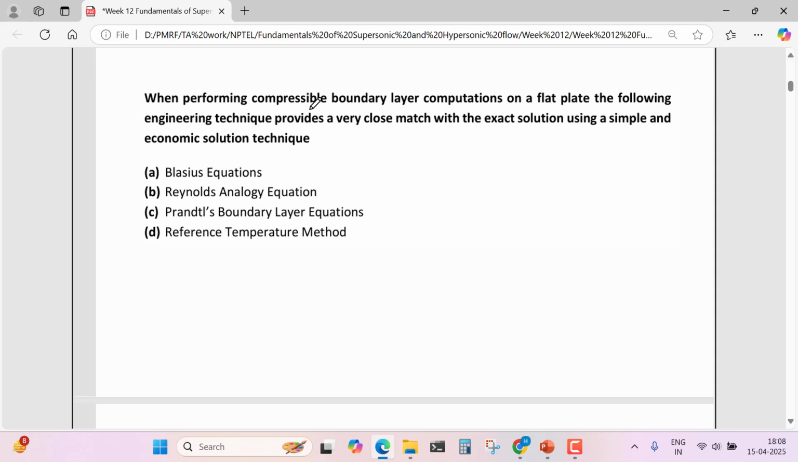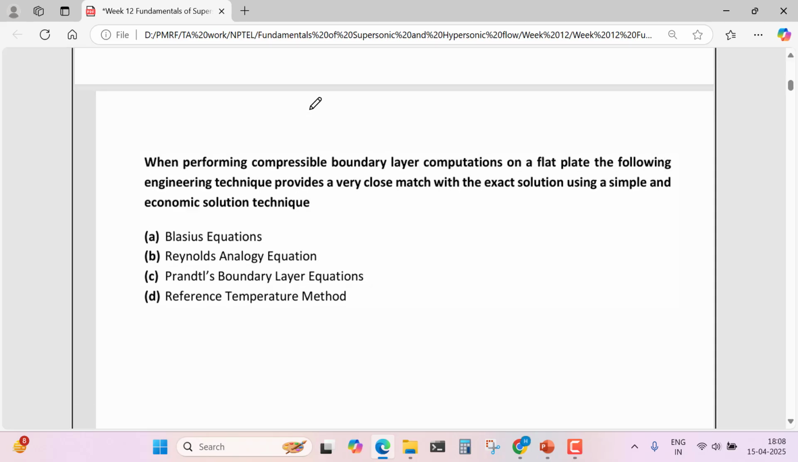We will see the next problem now. When performing compressible boundary layer computation on a flat plate, the following engineering technique provides a very close match with the exact solution using a simple and economic solution technique. Option A, Blasius equation. Option B, Reynolds analogy equation. Option C, Prandtl's boundary layer equation. Option D, reference temperature method. So what will be the answer for this?